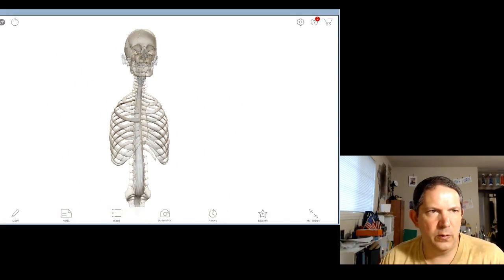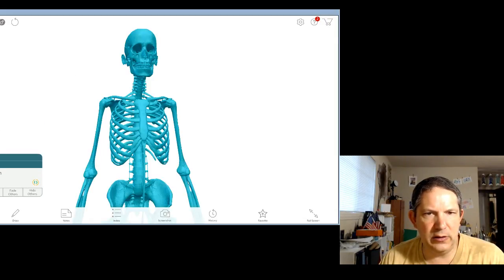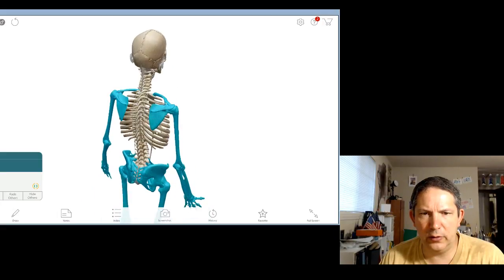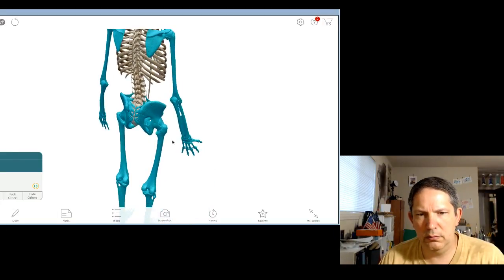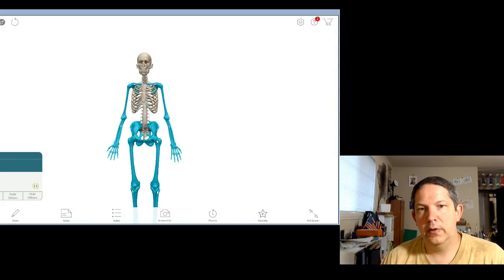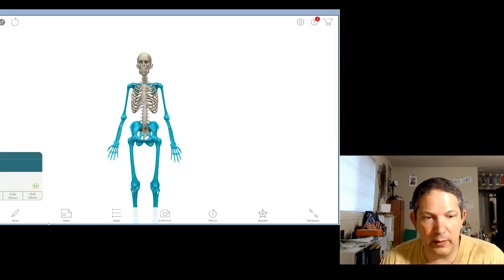Appendicular skeleton, we've got plenty to do for that. For the appendicular skeleton, remember we're going to be talking about the pectoral girdle, pelvic girdle, and the limbs, the appendages that attach. So maybe one more little recording, or maybe I'll do the upper extremities for one and the lower extremities for another. Either way, we're getting through it, and we'll be done shortly.